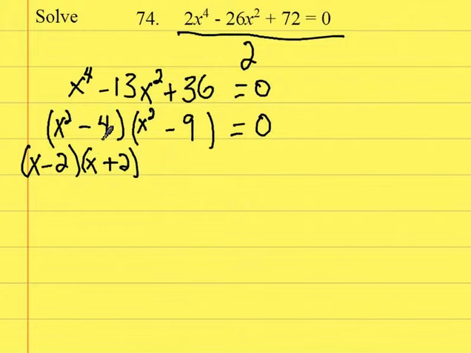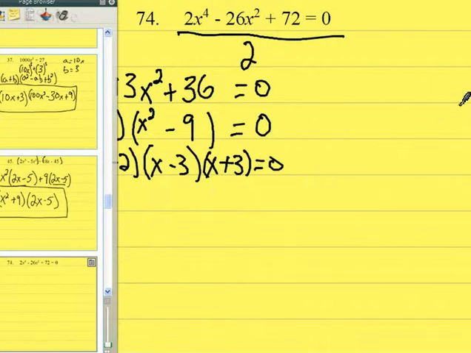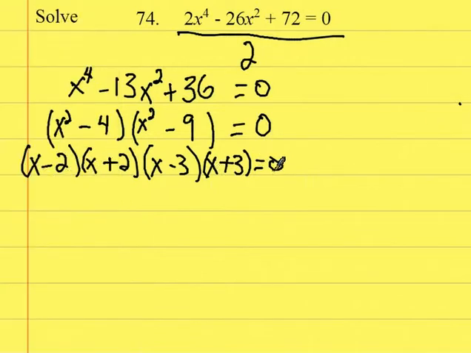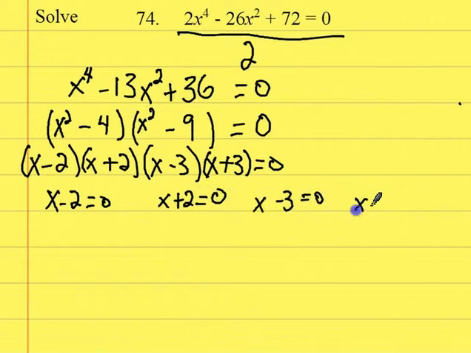X squared is a perfect square, 4 is a perfect square. So difference of two squares, x minus 2, x plus 2. And then we can factor this into x minus 3, x plus 3 by the same rationale. Alright, well, if we have these four pieces that are all multiplied together to equal 0, that can only happen when x minus 2 equals 0, when x plus 2 equals 0, when x minus 3 equals 0, or when x plus 3 equals 0.